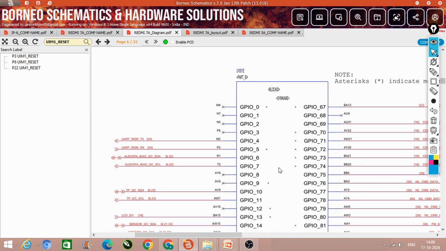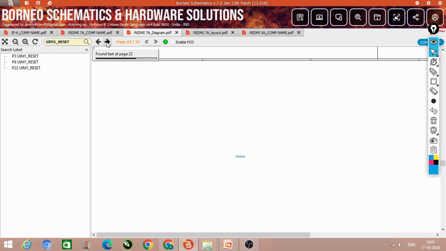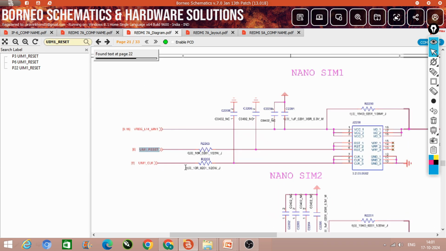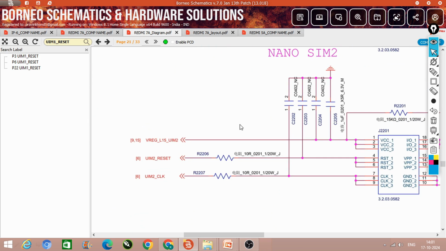U1001E, part E, GPIO section. Clear? So this line connects to the CPU. Now next, this line again goes back to the SIM1. Same applies here, SIM2, with a 10 ohm resistance, and this line also goes to the CPU. Let me draw it first in the diagram.